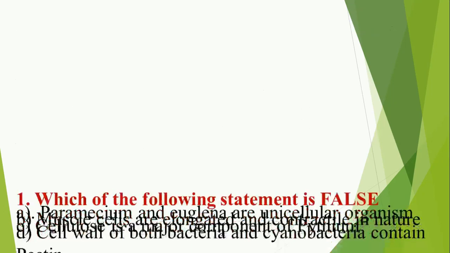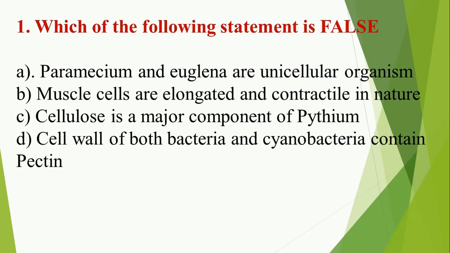Let's get started. Question number 1. Which of the following statements is false? A. Paramecium and euglena are unicellular organisms. B. Muscle cells are elongated and contractile in nature. C. Cellulose is a major component of Pythium. D. Cell wall of both bacteria and cyanobacteria contains pectin.